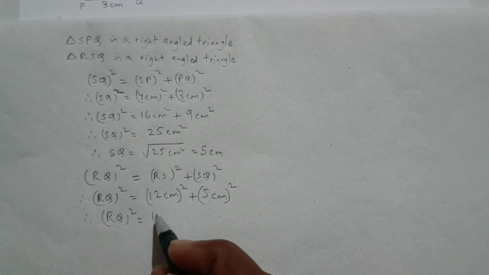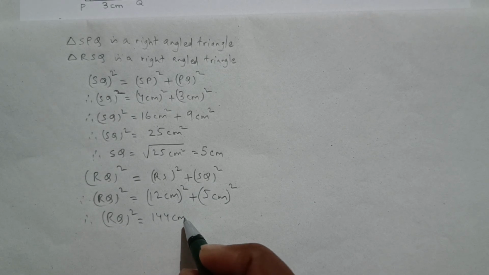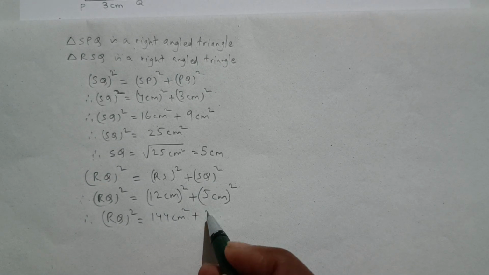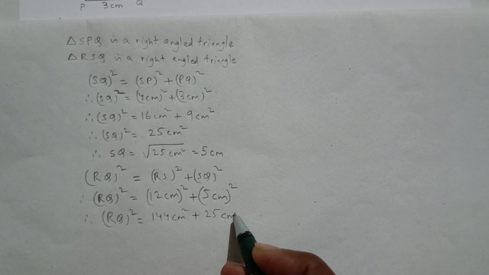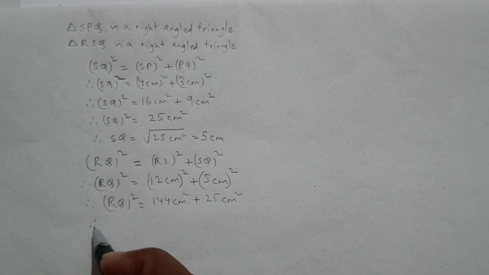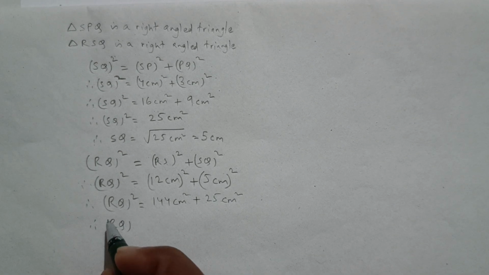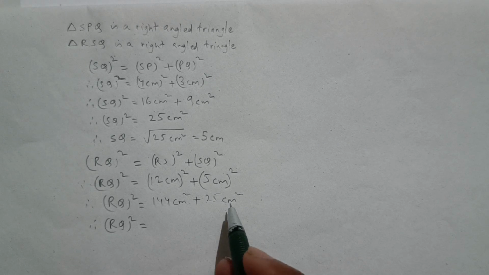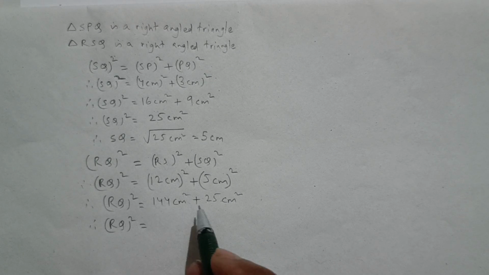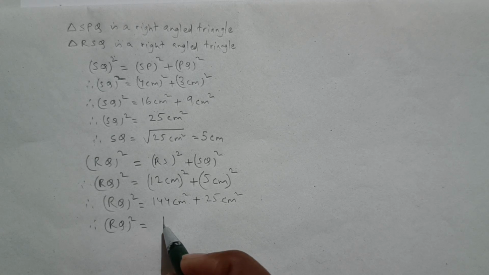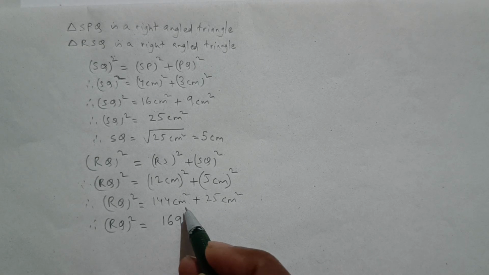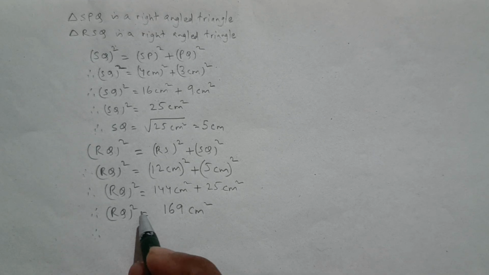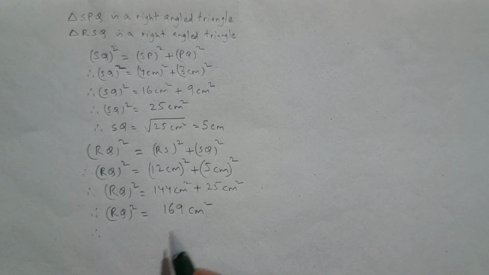Now 12 square is 144, so 144 centimeter square plus 5 centimeter whole square. Now 5 square is 25, so 25 centimeter square. Therefore RQ whole square is equal to 144 centimeter square plus 25 centimeter square. Now 144 plus 25 is 169, so RQ whole square is 169 centimeter square.